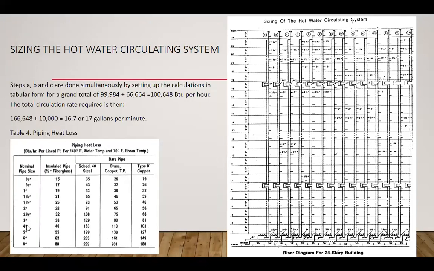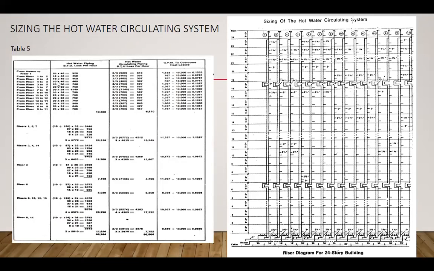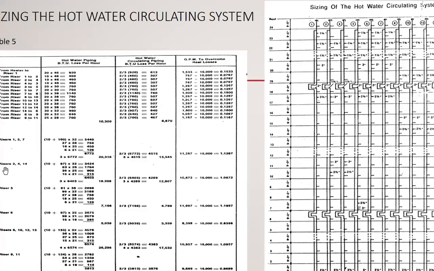What size is it? 4 inches, insulated pipe, so the heat loss value is 46. So 20 times 46 is 920. For the hot water circulating piping, the total is 613. So this is now the GPM to overcome heat loss: add 920 and 613, that is 1,533, divided by 10,000 is 0.1533 gallons per minute.